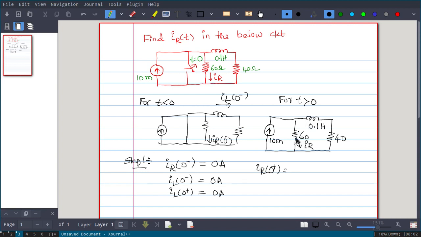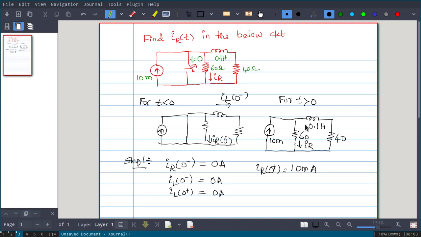But you are pumping 10 milliampere current. The inductor is not ready to allow any current at the moment t equal to 0 plus. So who has to allow? The 60 ohm resistance has to allow the complete current. So IR of 0 plus is nothing but 10 milliampere. This is happening because the inductor resists abrupt change. No current was flowing, and all of a sudden you try to pump 10 milliampere, it will not allow. So the 60 ohm resistor has to take all the current.